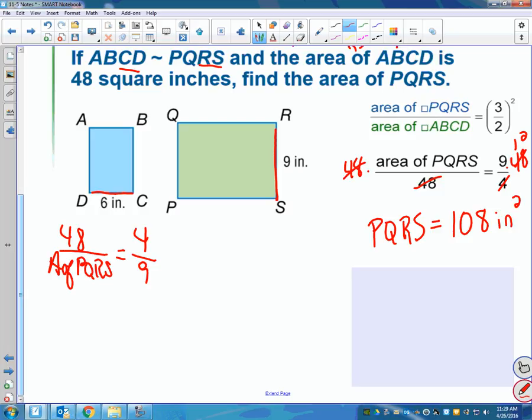There's a really easy way that you could check if you were right, especially if this was a quiz or a test. You could take the ratio of your areas and make sure that you got back 3 over 2 squared, or 9/4. And so if you took 48 over 108, you put that in your calculator as a fraction, do you get 9 over 4?